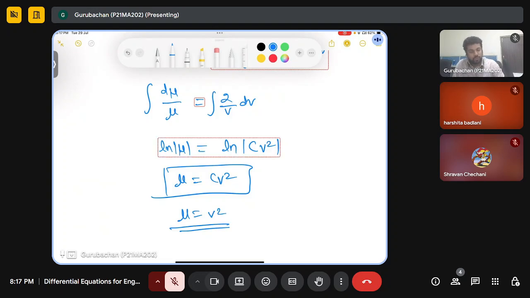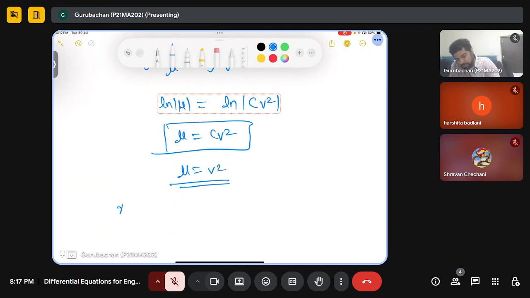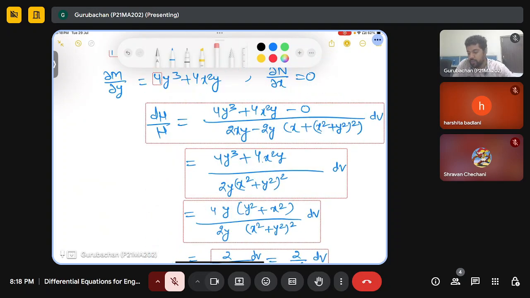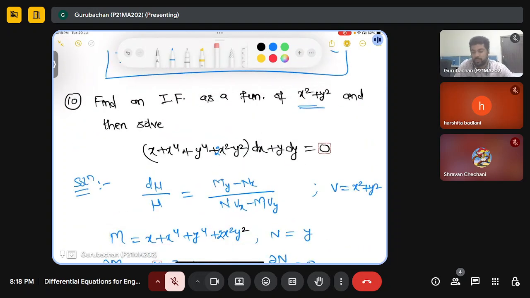If I take mu equal to v square as an integrating factor, then you have to multiply this with the differential equation, and you have to solve it in the similar way as you do for the other exact type of differential equations. I hope all the questions are clear. You can solve this by yourself. If there is any doubt, you can ask me in the next class. So that's all for today.